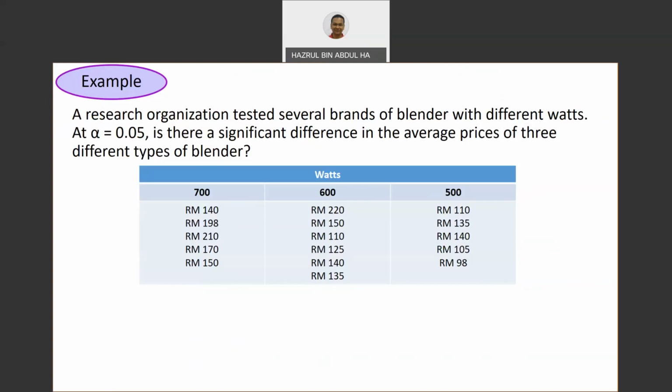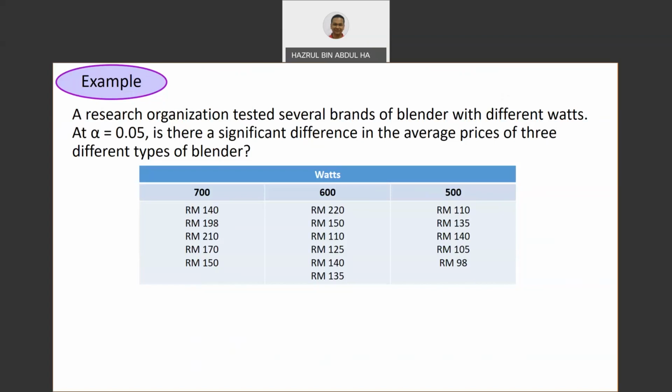So if in exams, or maybe you try any example, you reject H naught for this kind of samples, where the number of samples in each group is not equal, then if you want to proceed with a post hoc test, you cannot use the Tukey test. You must use the Scheffe test.